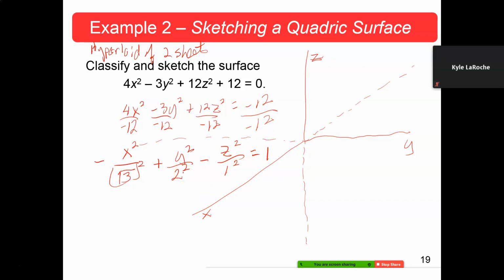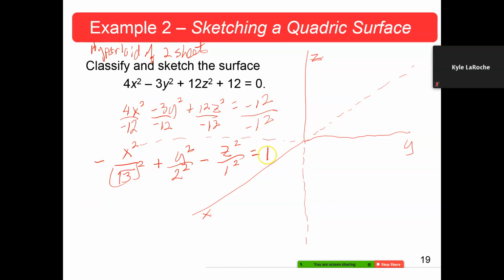Now, as I said before, if you have all three of your variables raised to the second power, okay, quadratics, then you're either going to have a sphere, an ellipsoid, or a hyperboloid. Got to be one of those three. For a sphere or ellipsoid, all three of the signs have to be plus.